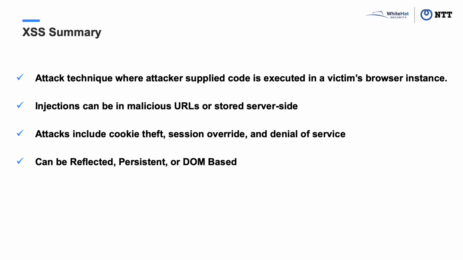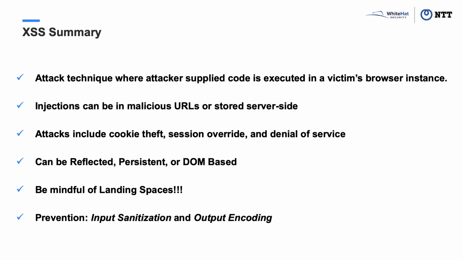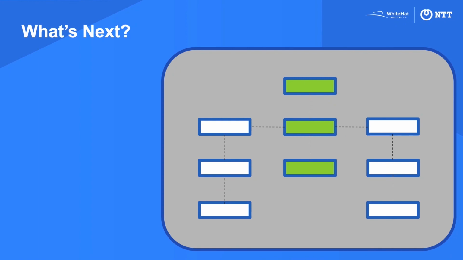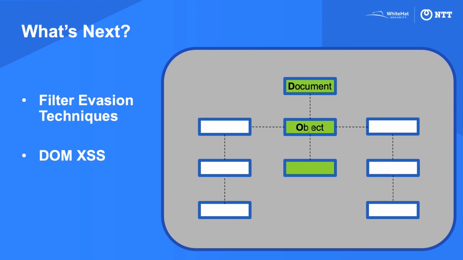When testing for cross-site scripting, injections can exist in various types of code, so it's important to be mindful of what the content and context of the landing space is. And finally, use input sanitization to clean up all user-supplied input, and use output encoding to prevent any potentially tainted data sources from executing malicious code. Our next webinar will focus on evading filters that prevent XSS attacks from firing. We will also dive into DOM-based XSS to round out this segment of the crash course.